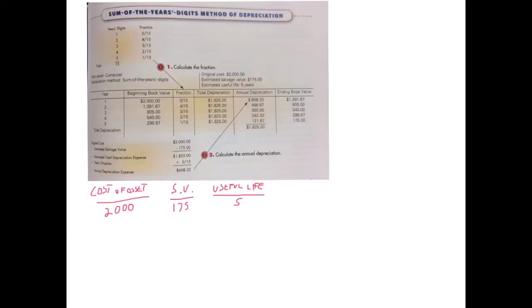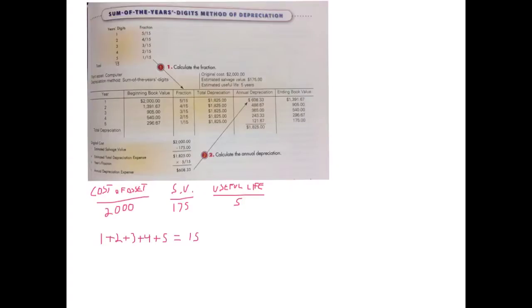The idea behind the sum of the year's digits is we start with the useful life. In this case, we have a 5-year useful life. So what we need to do is we take, there's 5 years, so year 1 plus year 2 plus year 3 plus year 4 plus year 5. If we add these up, it should give us the number 15. What we're going to do is we're going to use this 15 in a fraction that we're going to use to calculate our depreciation for each year. And we do it backwards.